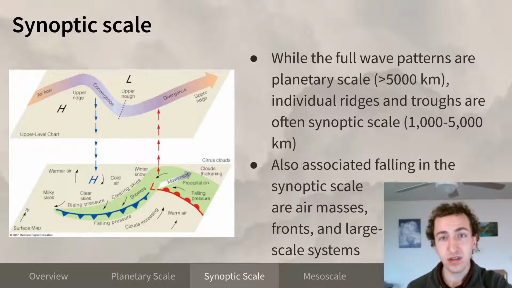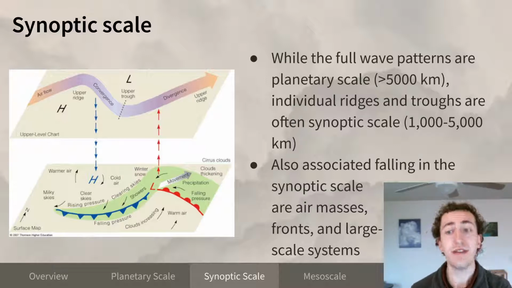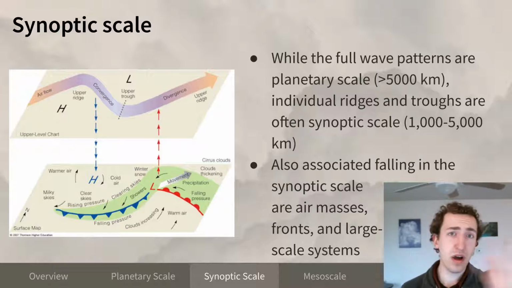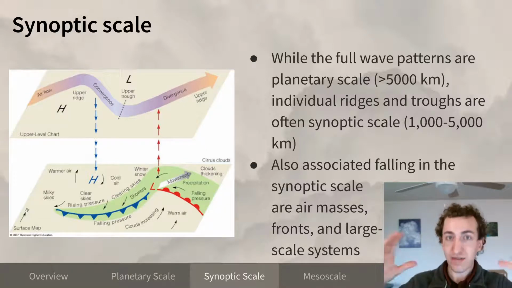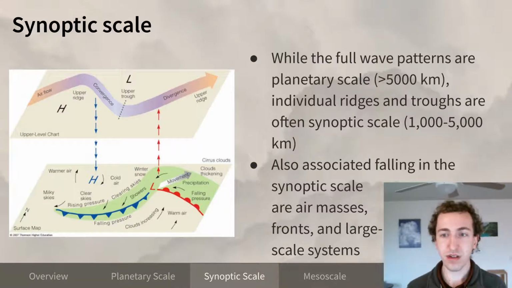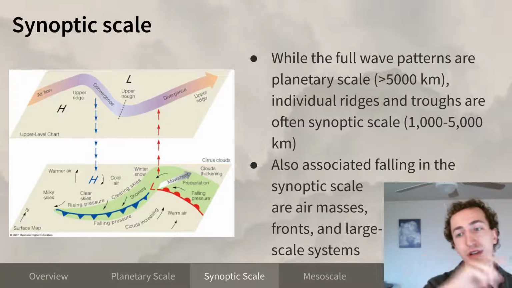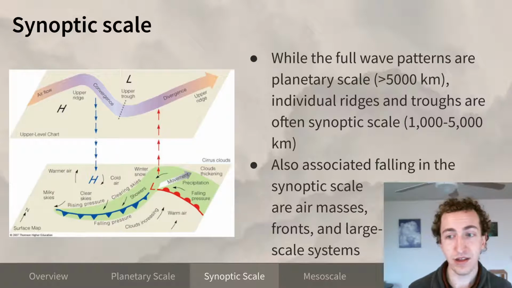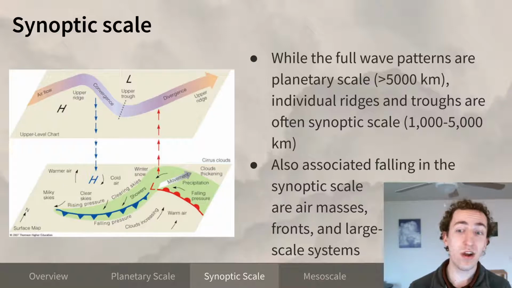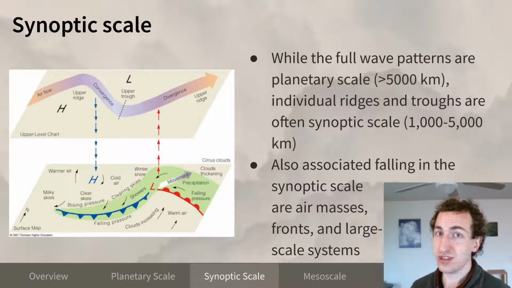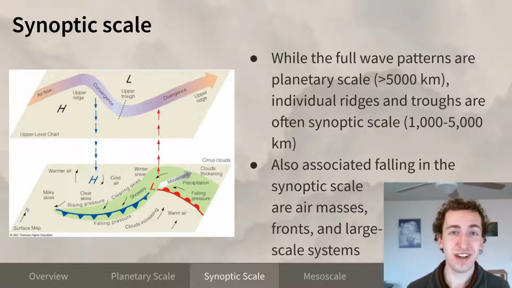Synoptic scale is what's below that, 1,000 to about 5,000 kilometers. In that broad large-scale wave pattern that we noticed, the full waves are on the planetary scale. But the individual ridges and troughs often fall into what we call synoptic scale. Also in this scale range are things like air masses, fronts, and large-scale systems. Those should sound familiar because that's what we're going to be talking about in the second paired lecture of this week. That's coming up next.